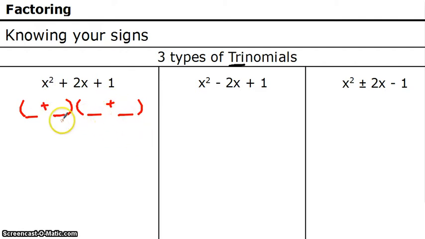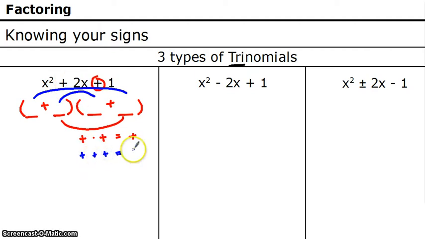The reason is that this last term, if we do FOIL, you're going to have to multiply the last term times the last term. That's going to be a positive times a positive, which equals a positive. But you're also going to have to do the outside term plus the inside term. That's these two and these two. For that to add up to a positive number, we need a positive number plus a positive number, which is going to be positive, and that's that one.